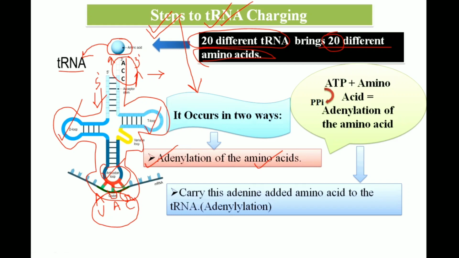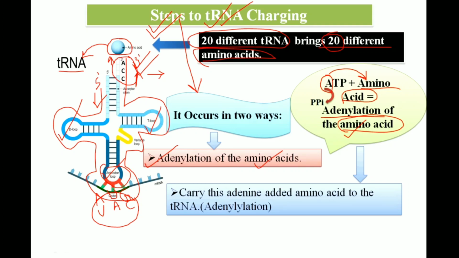See, the amino acid cannot be attached directly to the tRNA. They cannot do it on their own. They need to be activated, and this activation is done with the help of ATP, which bears the adenine group, and they will put this adenine group onto the amino acid, and thus they will form the adenylation of the amino acid, and this adenylation will activate the amino acid, and it can now go and bind with the acceptor site of this tRNA.